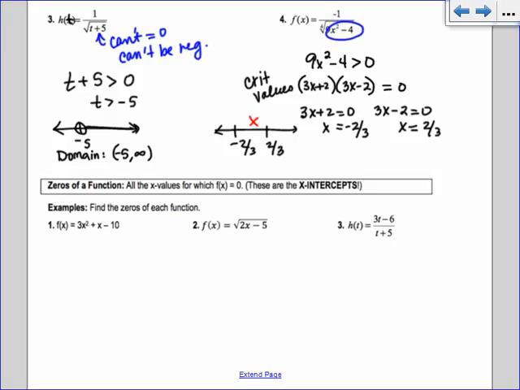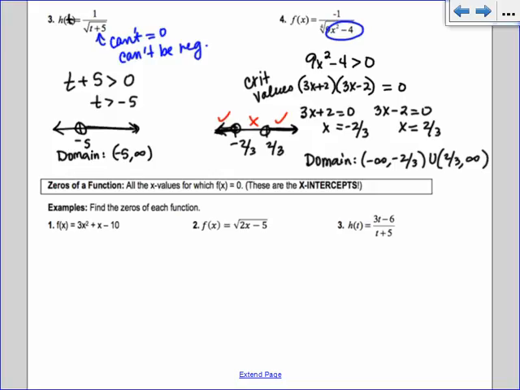But if you try like 1, then you have 9 minus 4, that's okay. And if I try negative 1, same thing, it's okay. So we end up getting the ends here, and we're going to have open circles because of the denominator. So our domain is going to be negative infinity to negative 2/3, parenthesis, union, parenthesis, 2/3 to infinity, like that. So you guys all remember interval notation. Yeah.